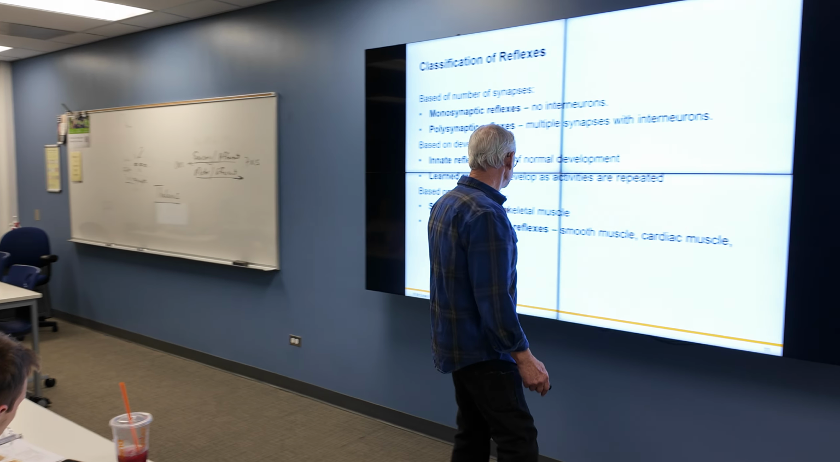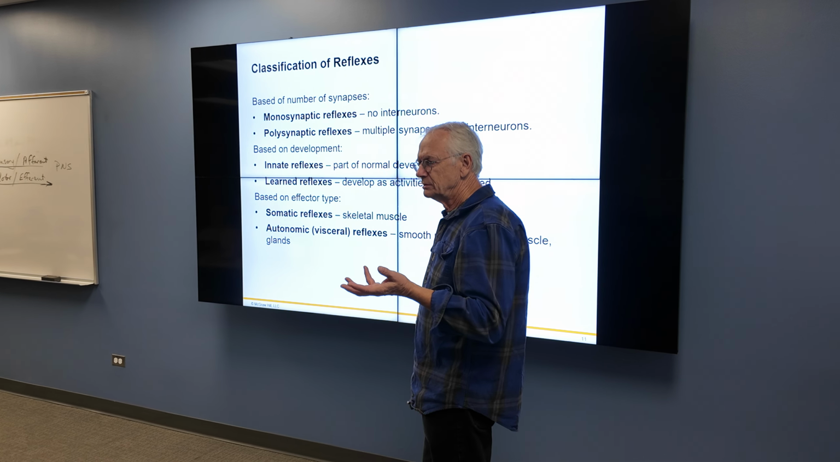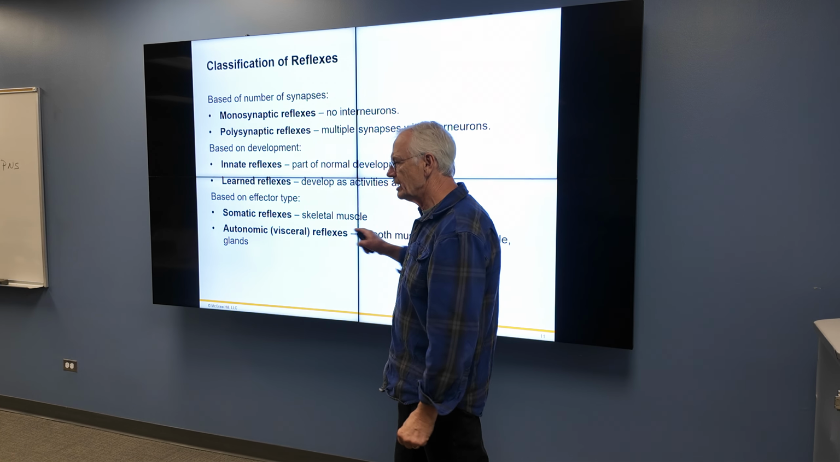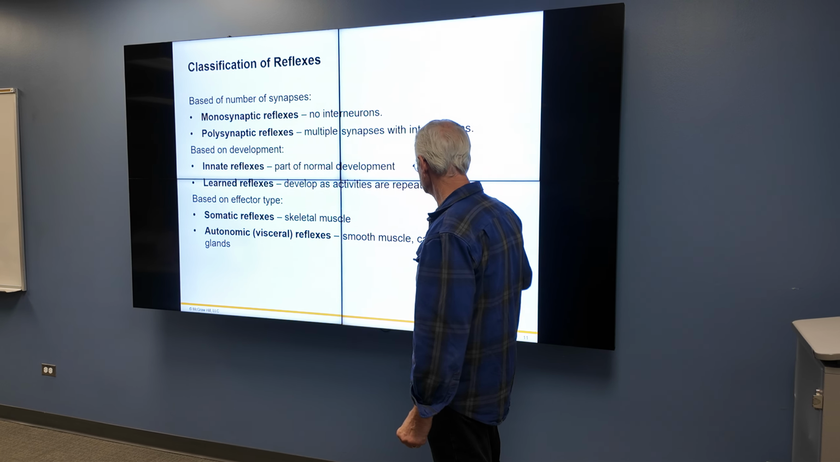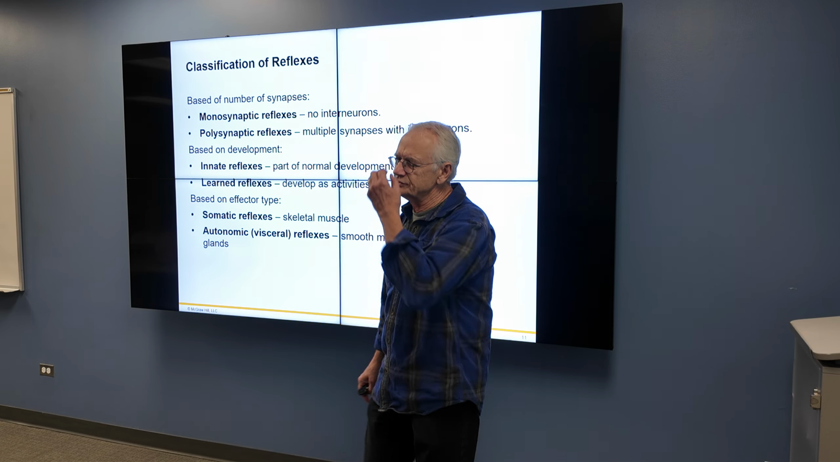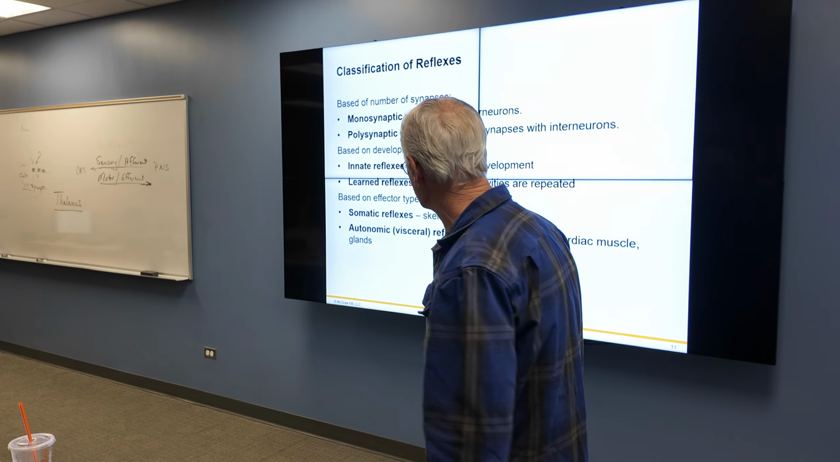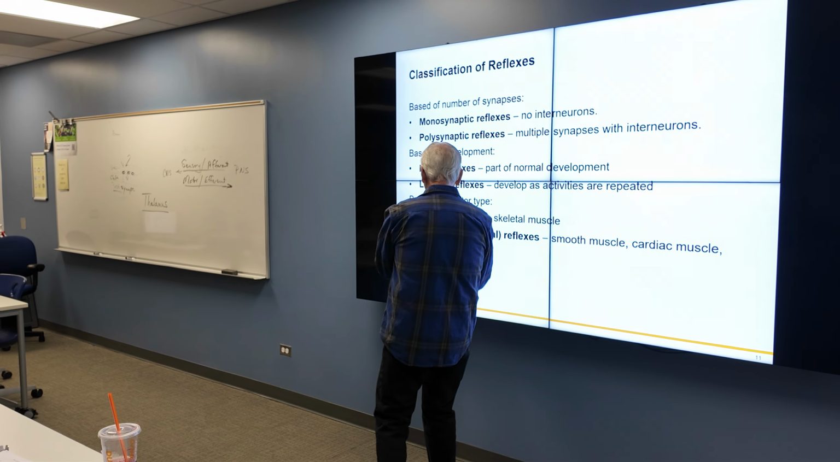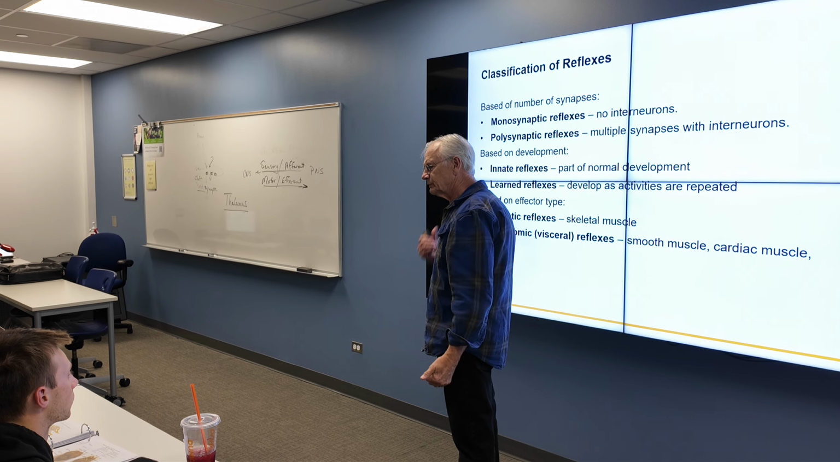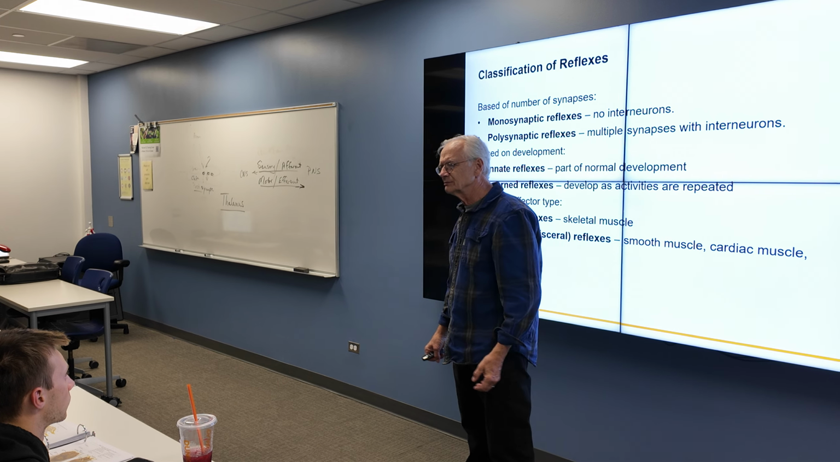Somatic reflexes, remember soma? Skeletal. Autonomic reflexes, visceral: smooth muscle, cardiac muscle, glands. For most cases, the autonomic reflex is a good thing. We might say autonomic, why don't you just pencil in automatic? We don't have to think about it. Fortunately, we don't have to think about it because we'd mess them up.